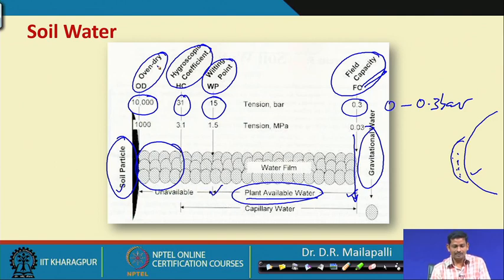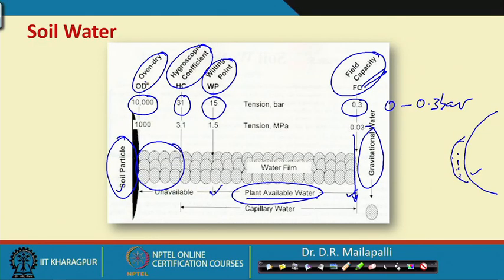In the previous lectures we talked about oven dry water. If you keep a moisture sample in an oven, the dry sample still contains some water. That is called oven dry water, though it is a completely dry condition. So, the plant available water is between 15 bar and 0.3 bar, and then there is capillary water that is 0.3 bar to 31 bar.